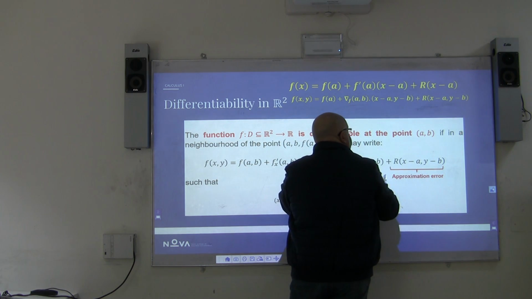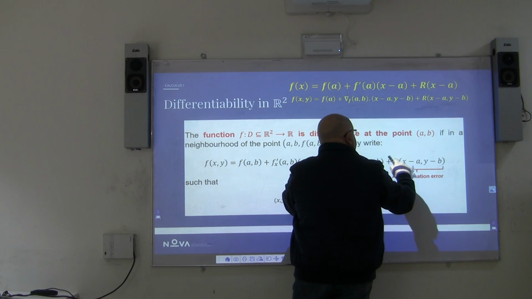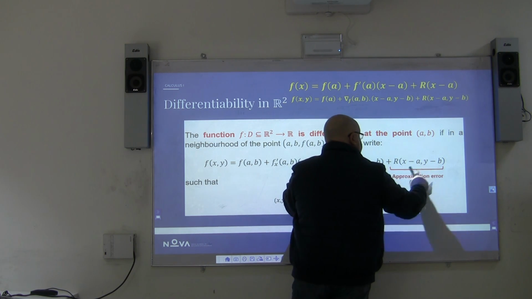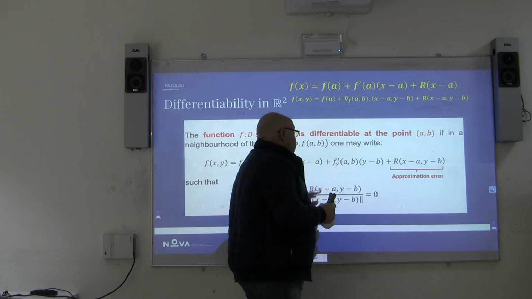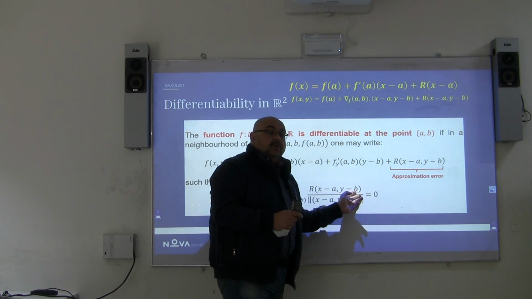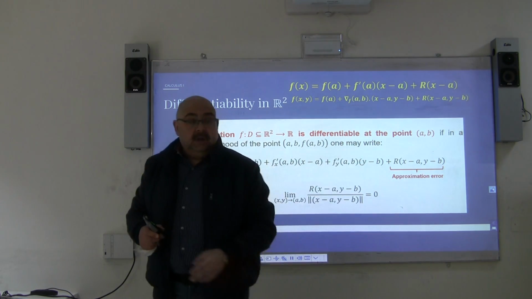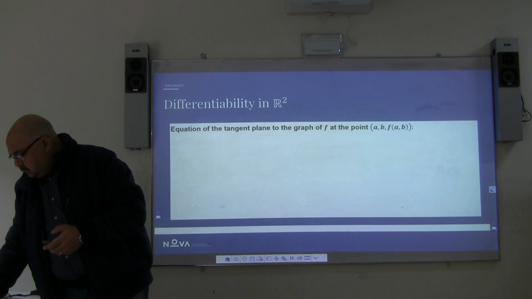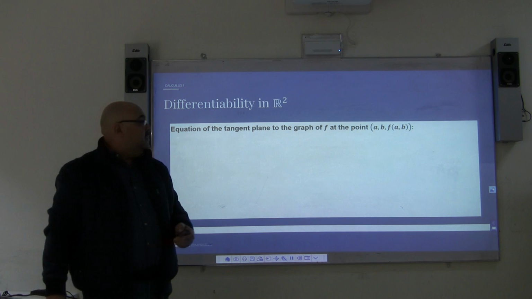factor times y minus b plus the remainder term of x minus a, y minus b, and it is the approximation term. Once x and y approach a and b, this remainder should equal 0. So it is exactly the same equation, as you can see. Okay? So it's supposed to be the same equation.